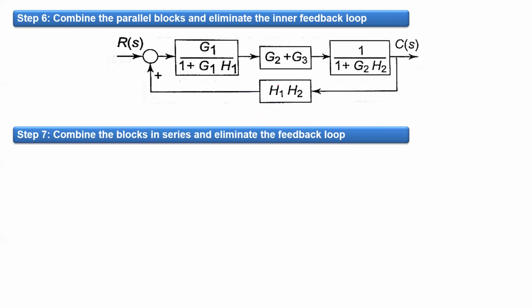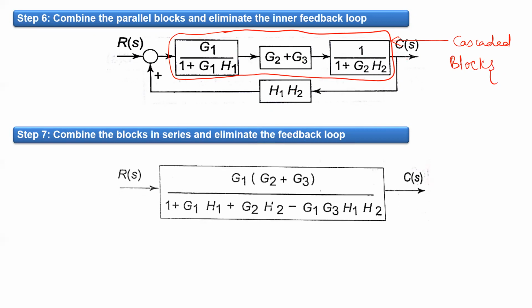Now you have this one. In this, you can see these are all cascaded one after another. These are the cascaded blocks. So these can all be replaced with a single block that would contain the product of all these three. And then we have this one, because as you see, this is a positive feedback.